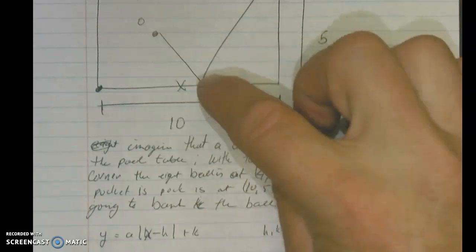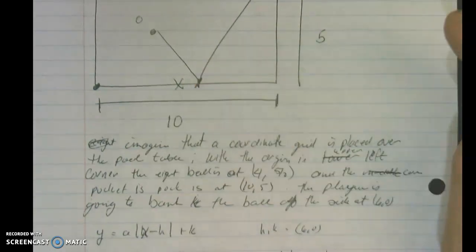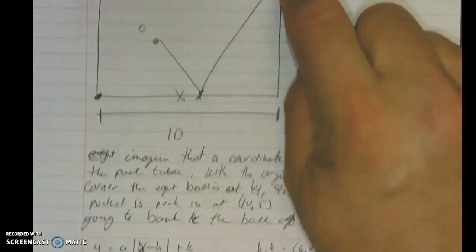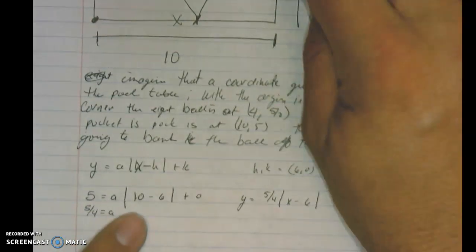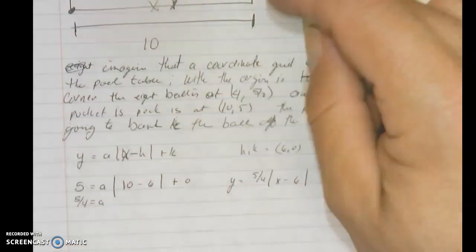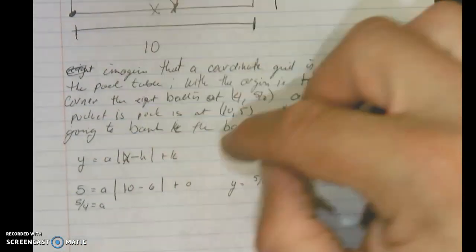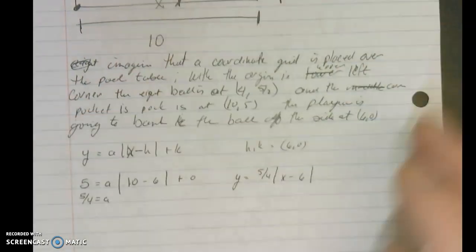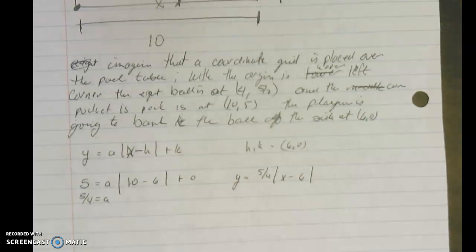So the vertex is at (6, 0). So 5 comes from this corner pocket up here. So that's the 5. So a is unknown. 10 is, again, from the corner pocket. And then minus 6 comes from the vertex here. And then plus 0. So you get a is equal to 5 fourths. So your equation is y is equal to 5 fourths, oh sorry, 5 fourths times the absolute value of x minus 6.